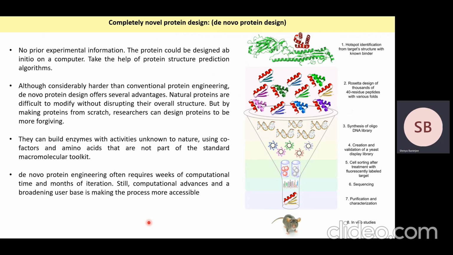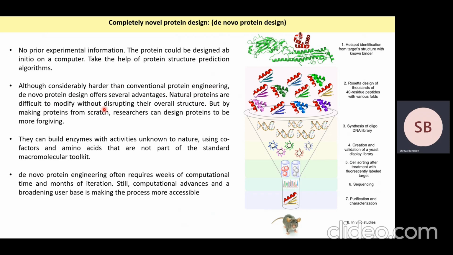There is another method called completely novel protein design or de novo protein design. Now, we had learned that in rational design, very detailed information of the structure-function correlation is required. But in de novo protein design, no prior information is required. The protein can be designed ab initio on a computer, taking the help of protein structure prediction algorithms. So although this is much harder than conventional protein engineering, there are several advantages of de novo enzymes.